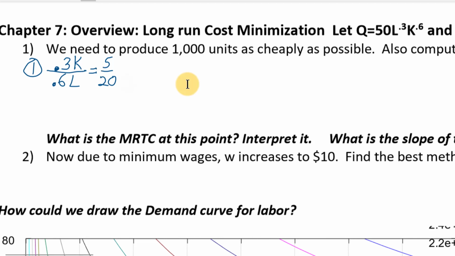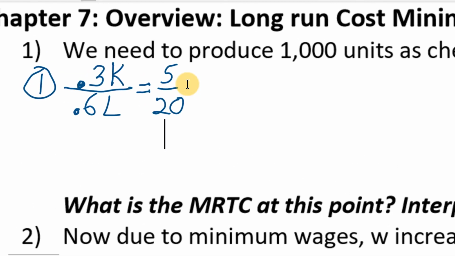Now what I always like to do is simplify this from the outset if it looks like it's easy to do, just to save us a little time later. 0.3 over 0.6 is the same as 3 over 6, which is the same as a half. So we could rewrite this as 1K over 2L, or just K over 2L. And then that's equal to this slope, which is a quarter. 5 over 20, 1/4.